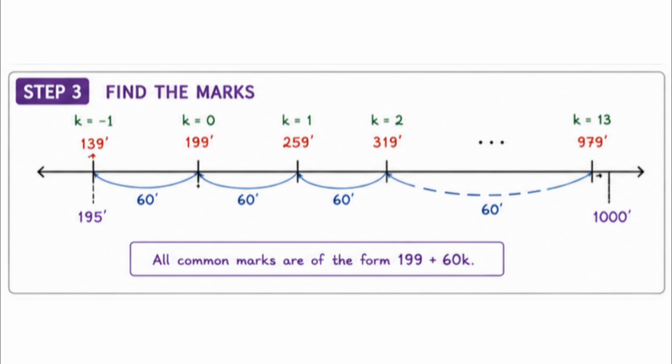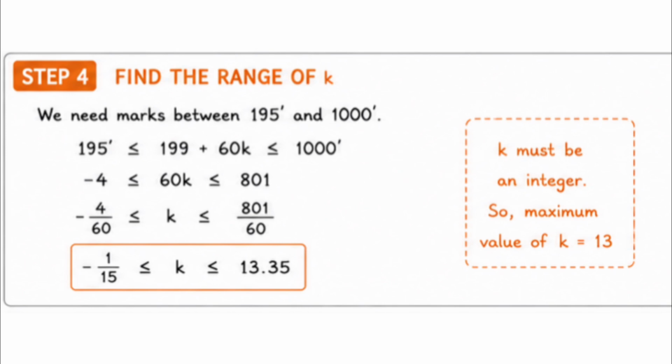Now let's look forward. Instead of adding 60 over and over like a turtle, let's use algebra like a pro. We want to find the exact moment our marks hit that upper ceiling of 1000. Let's set up an elegant inequality. Let's solve for k. First, isolate the 60k by subtracting 199 from both sides of the equation. Now, divide both sides by 60 to get k by itself. Boom! Because k represents the number of full 60-foot intervals we are jumping forward, it absolutely must be a whole counting integer. You can't take 0.35 of a common jump. So the absolute maximum integer value k can reach is 13.